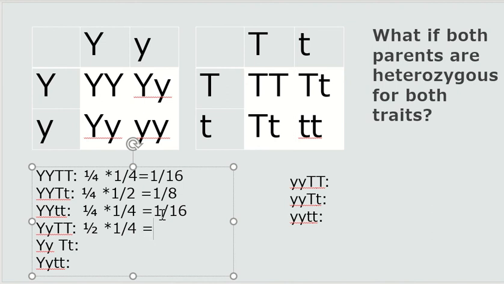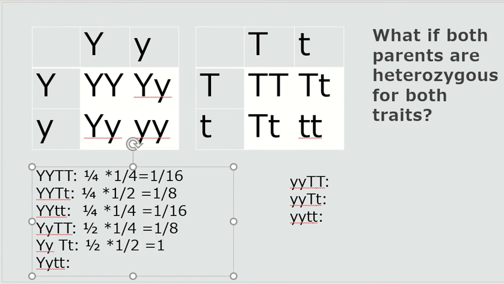So 1 times 1 is 1, and 2 times 4 is 8. We get 1/8. Heterozygous for both. Here we have 1/2. Here we have 1/2. So it's going to be 1/2 times 1/2.